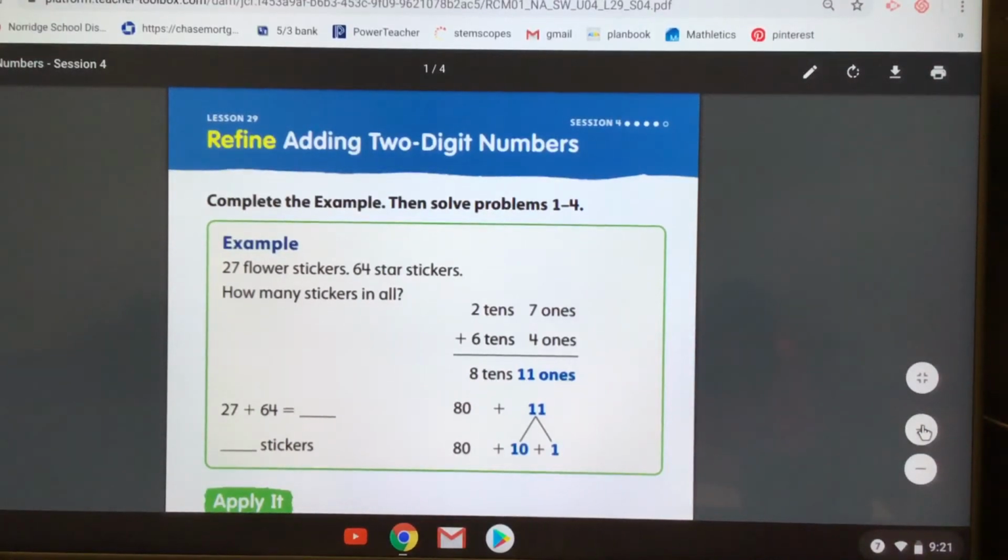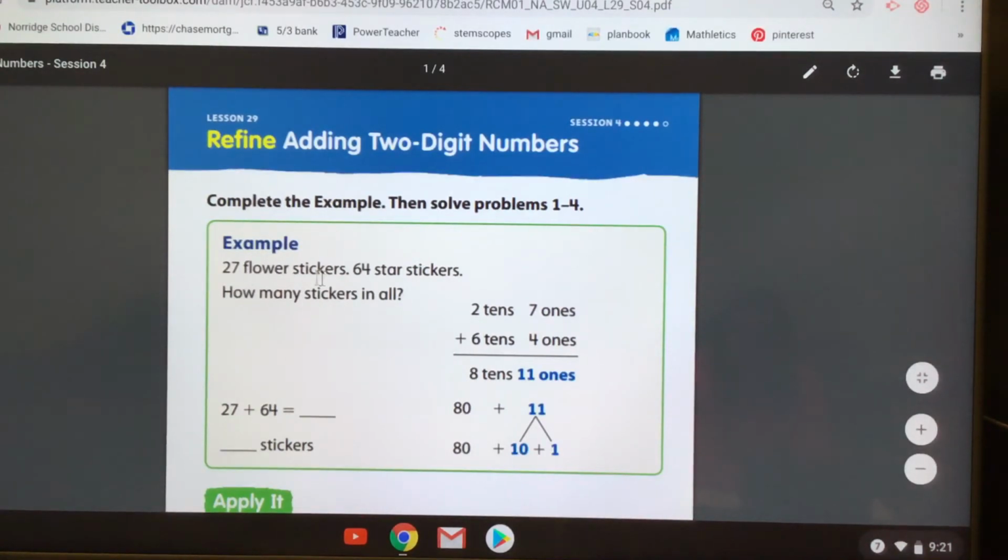Today we will be doing Lesson 29, Session 4. We are continuing to work with adding our two-digit numbers. We're going to begin by completing the example up at the top to help us solve the other problems on the page.